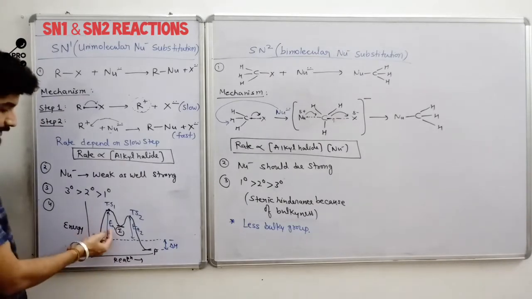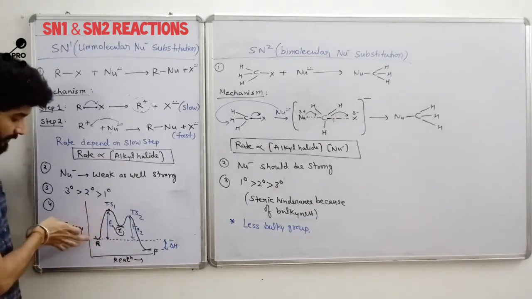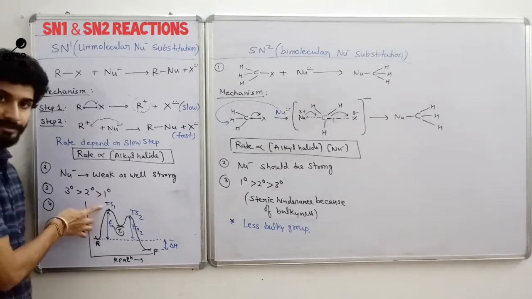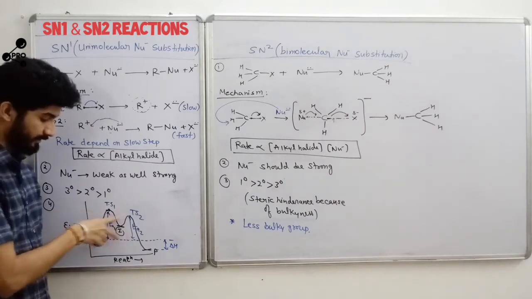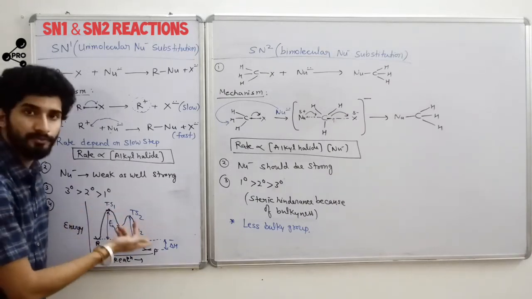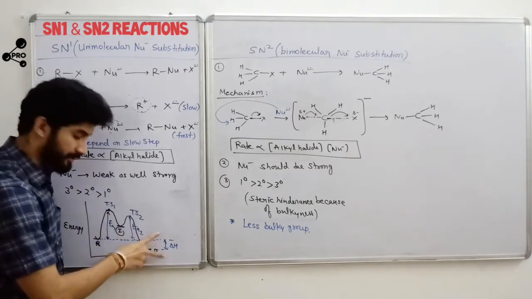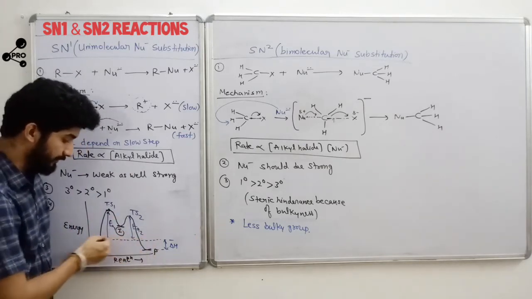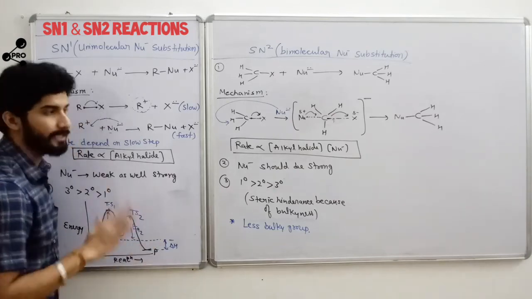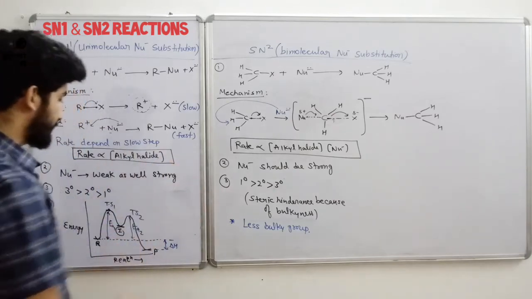What is the activation energy? It is the difference between the energies of the reactant and transition state. There are two activation energies because there are two transition states. And the other concept is the enthalpy of the reaction. Enthalpy is the difference between the energy of the reactant and the product, known as the enthalpy of reaction. So this is the energy profile diagram.